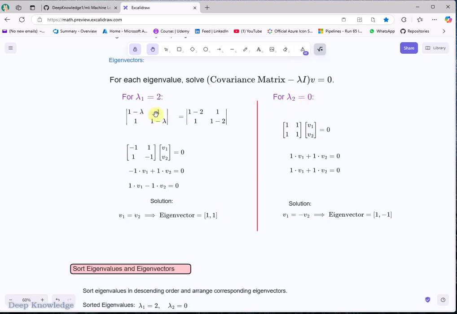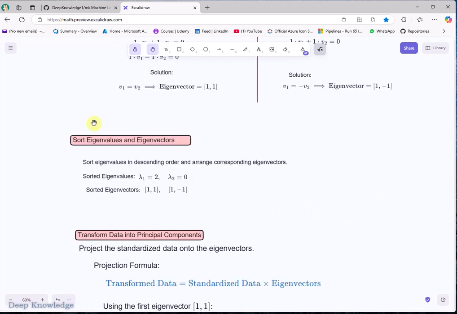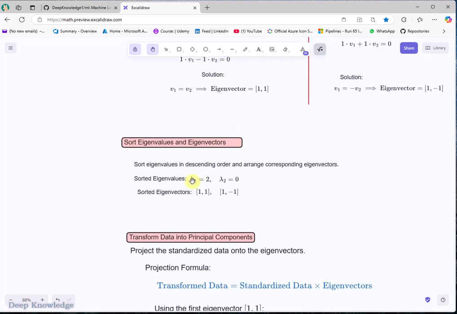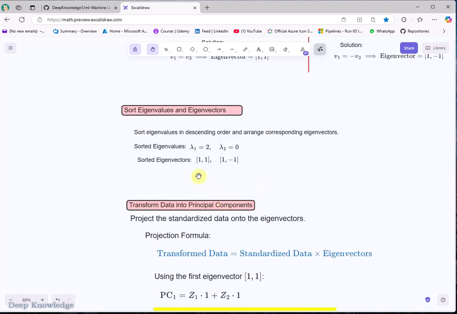For the 0 eigenvalue as well, we will have 1 minus 0. It will be 1, and here 1, 1 and 1 minus 0. And if you multiply this row by this column, and this row by this column, we will have these two equations. And from the calculation, we will see V1 is equal to minus V2. And that's why we have 1 and minus 1. For the eigenvalues, we will sort the eigenvalues and eigenvectors. We have 2 and 0, and here 1, 1, and 1, minus 1.